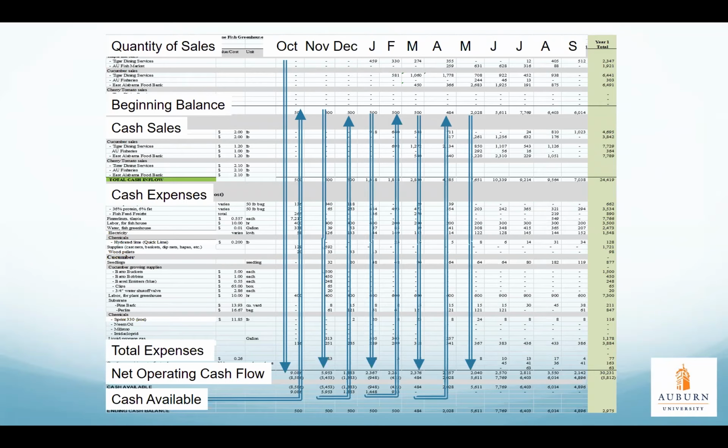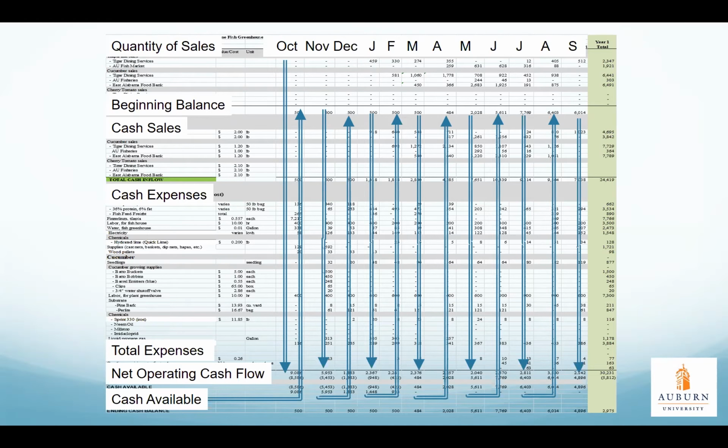And we begin to see when we're going to need money and when we have enough money to make it through the next month. Then we can do a totals column to the right of these rows, and we get an idea of what our ending balance is going to be for the year.